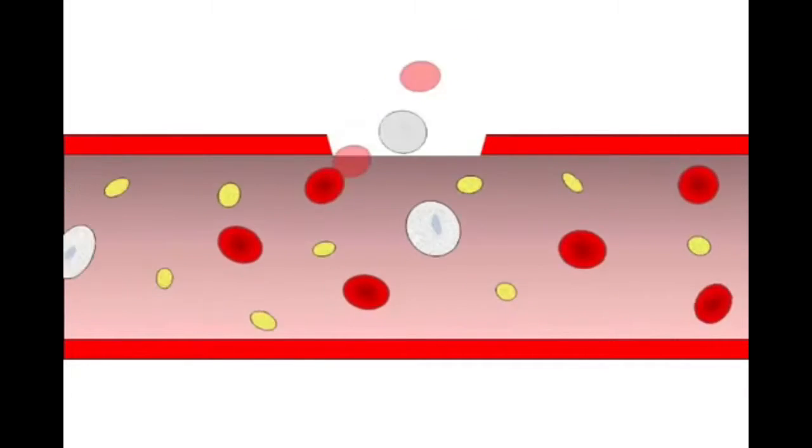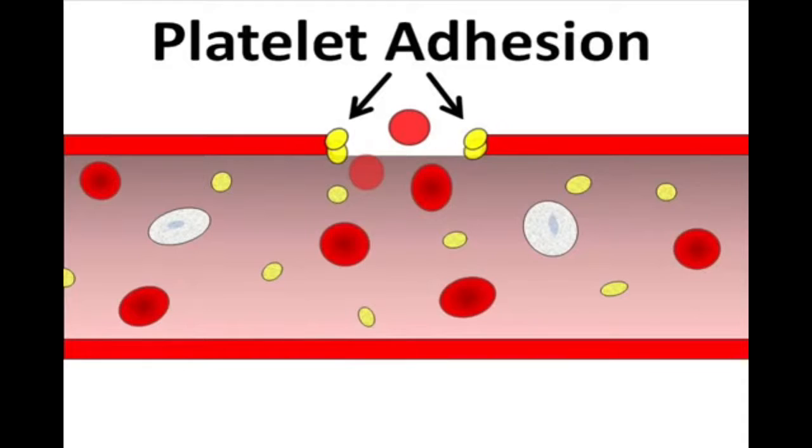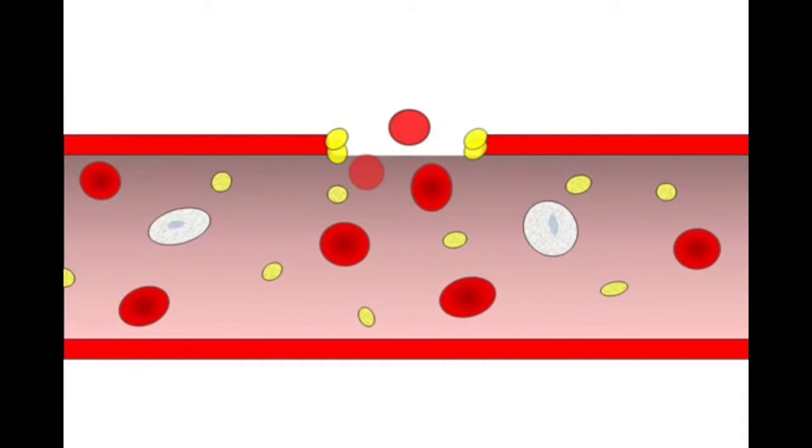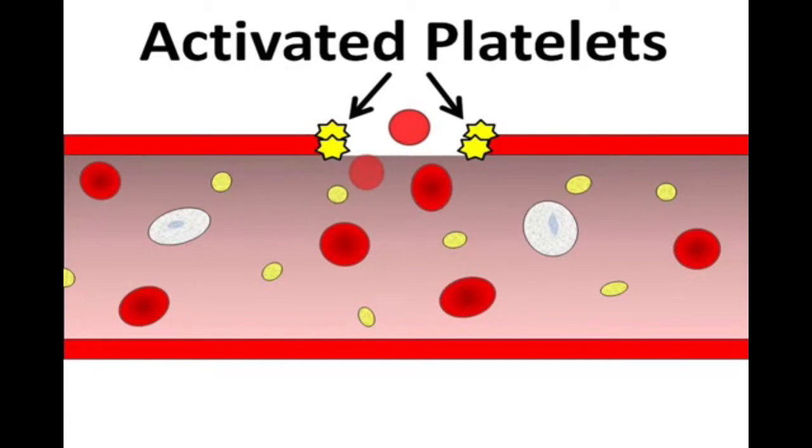Platelets soon recognize the injury and begin to stick to the damaged surfaces. This is called platelet adhesion. The adhering platelets change shape and release chemicals which keep the vessel constricted and draw more platelets into the damaged area. These platelets are said to be activated.